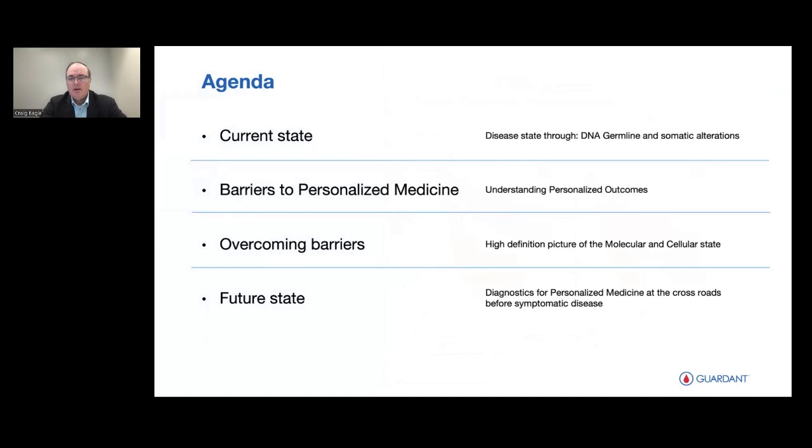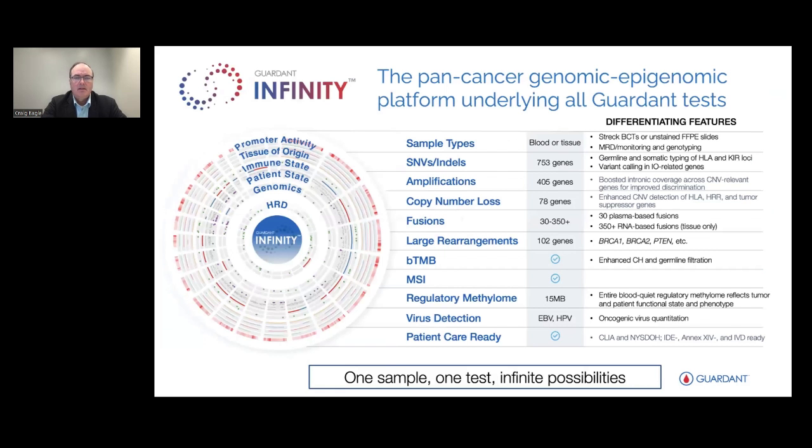So really that brings me to how we're overcoming the barriers and how to get a high definition picture of molecular and cellular state. However, what does the future look like as we start to think about the diagnostic landscape for personalized medicine? And are we at the crossroads before symptoms develop to start to think about the molecular state? And someone could envisage here that as we're working towards understanding the genomics and the epigenomics, you start to produce a single state at any point in time in a person's disease journey.